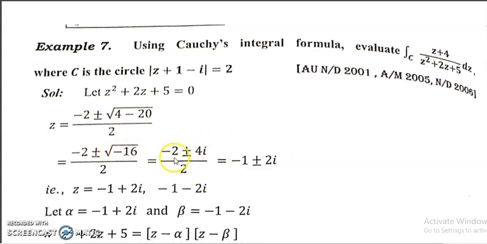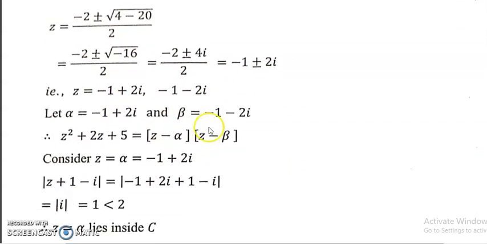Now taking 2 as a common term, we get -1 ± 2i. Here 1 times 2 is 2, and 2 times 2 is 4, so 1 and 2. You get -1 ± 2i. Now the z values are -1 + 2i and -1 - 2i.